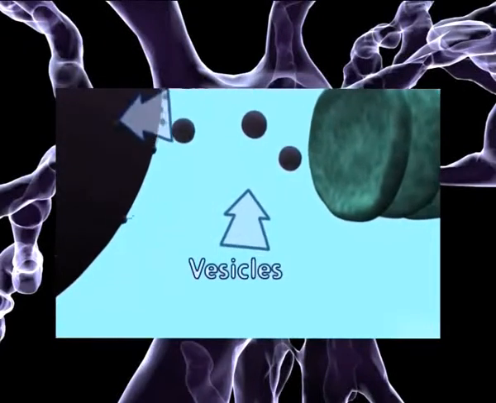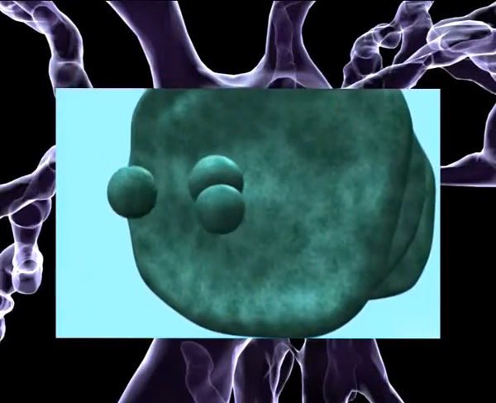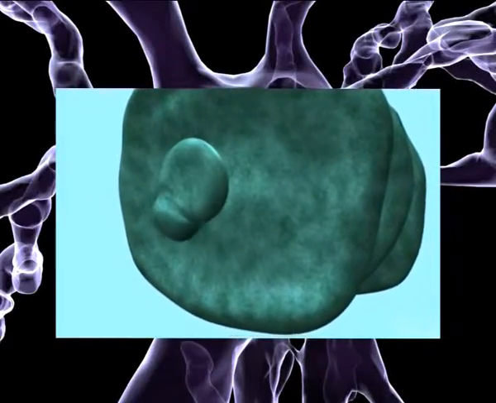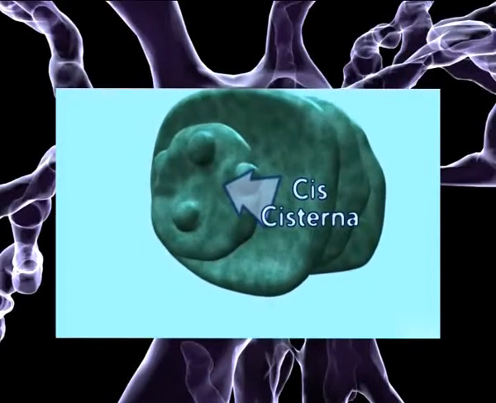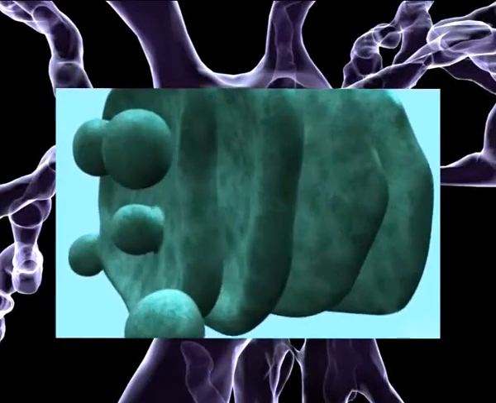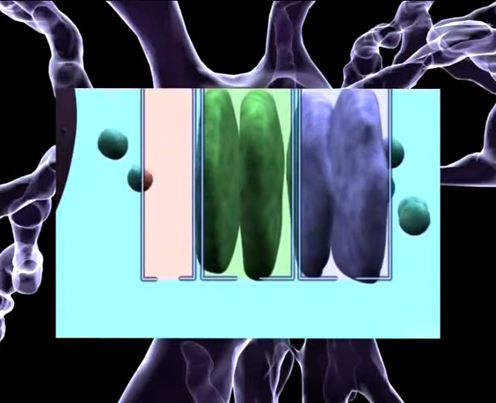Now, vesicular transport. The vesicles that leave the rough endoplasmic reticulum are transported to the cis phase of the Golgi apparatus, where they fuse with the Golgi membrane and empty their contents into the lumen. Once inside, they are modified, sorted and shipped towards their final destination.